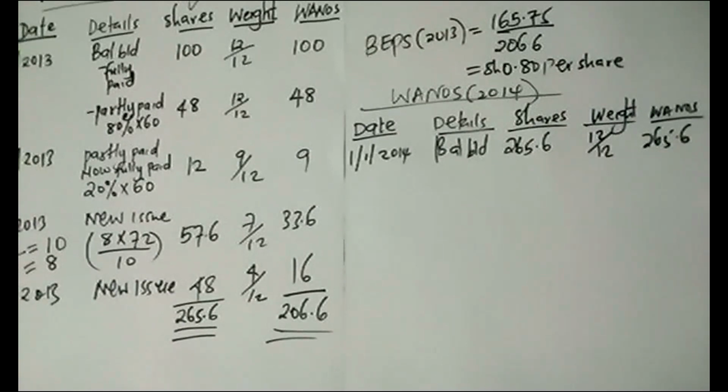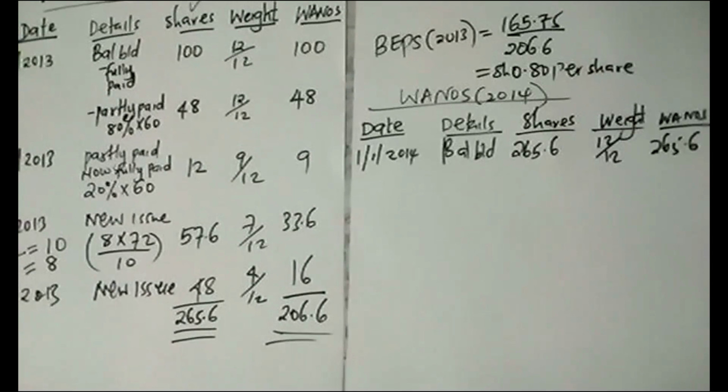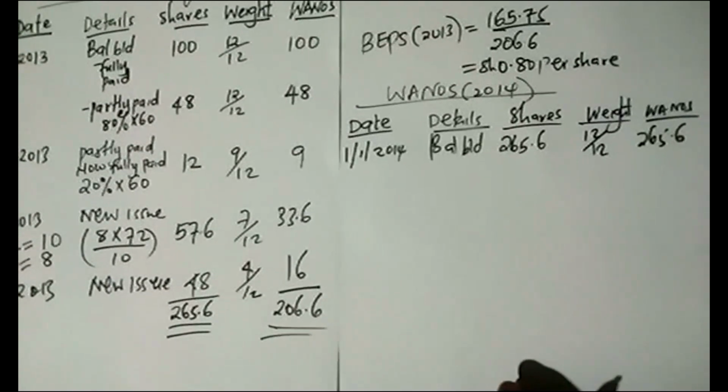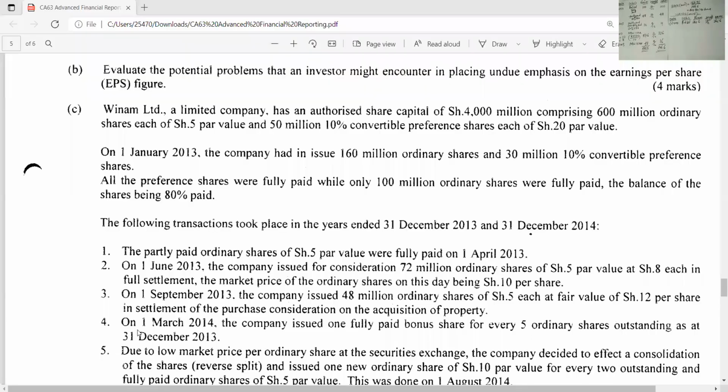After that, we talk about the second period now, which is there in 2014. Remember, we had already done up to note 3. So we move to note 4. On 1st March 2014, the company issued one fully paid bonus share for every 5 ordinary shares issued as at 31st December 2013. So there's a bonus which occurred.